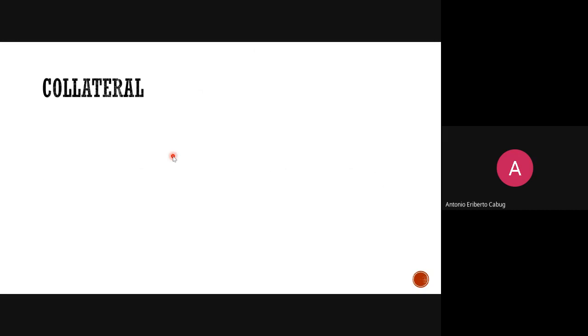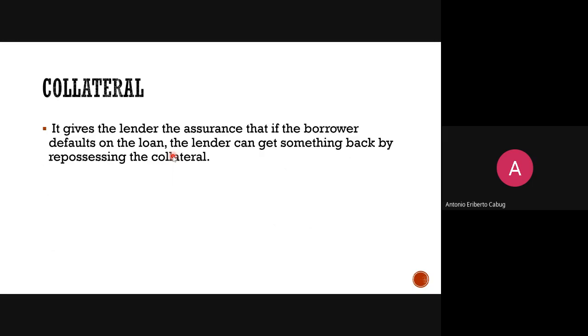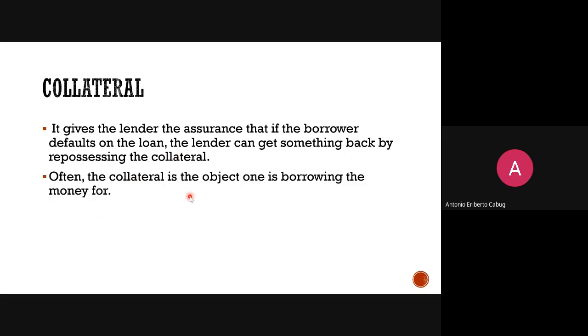The fourth C is collateral. It gives the lender the assurance that if the borrower defaults on the loan, the lender can get something back by repossessing the collateral. Okay? Often the collateral is the object one is borrowing the money for.